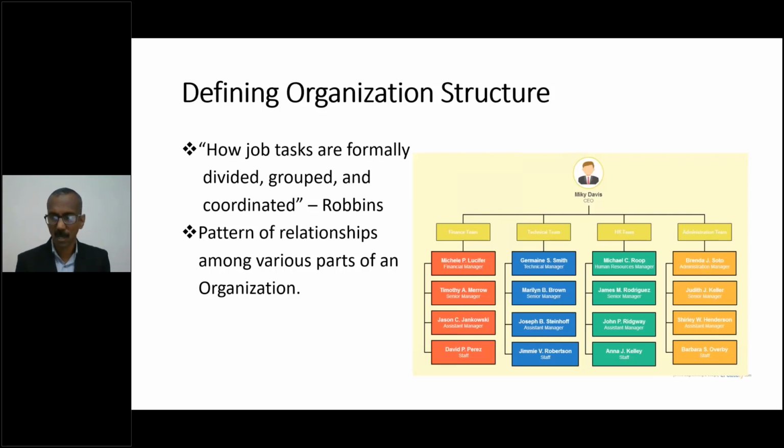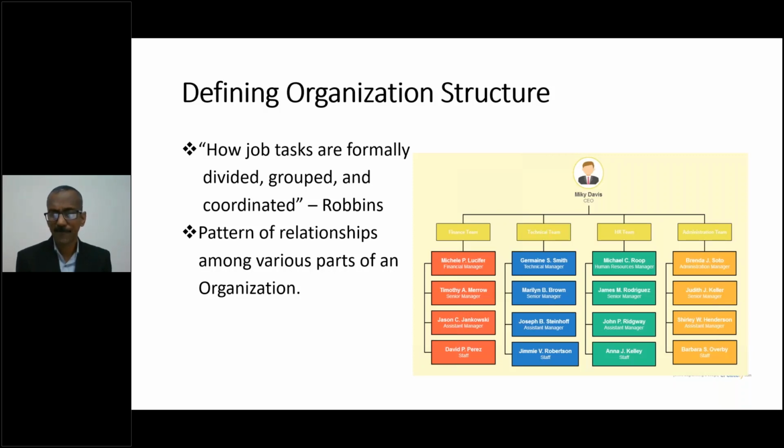Let's start with how to define structure. So this is how Stephen P. Robbins defines organization structure: how job tasks are formally divided, grouped, and coordinated. In an organization, we have to perform a number of tasks. How do you divide? After dividing, how do you group? And how do you coordinate these tasks? That is structure. How job tasks are formally divided, grouped, and coordinated.